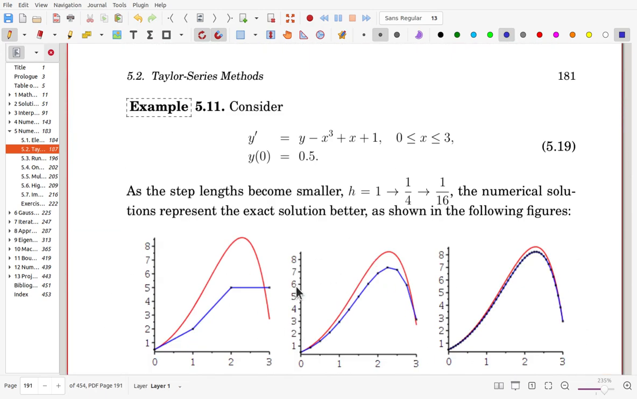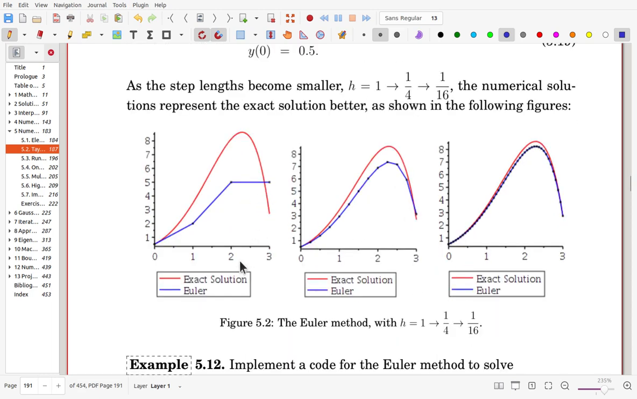Let's see this example. Consider this problem: y prime is y minus x cubed plus x plus 1, from 0 to 3, and y at 0 is 0.5. This problem is the example problem from Maple software. Now we'll choose the step size, the mesh size, h as 1, 1/4 and 1/16, and try to get the solution.